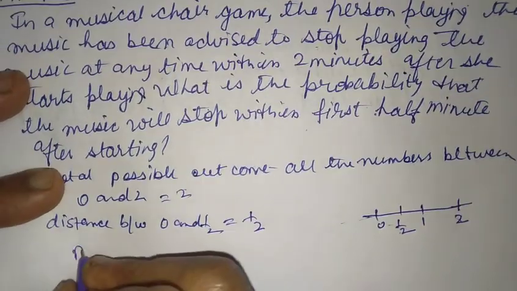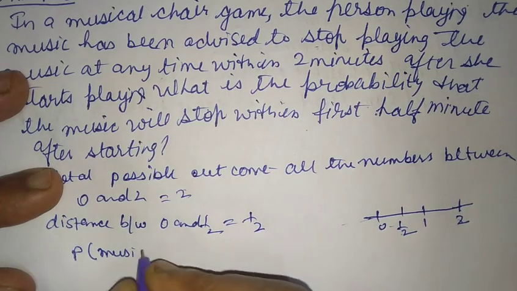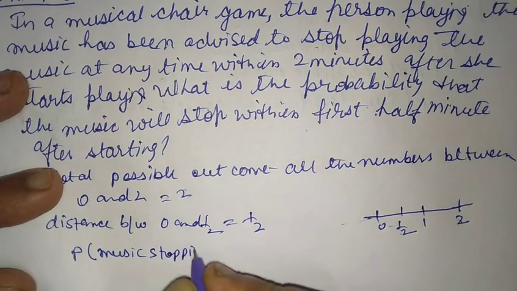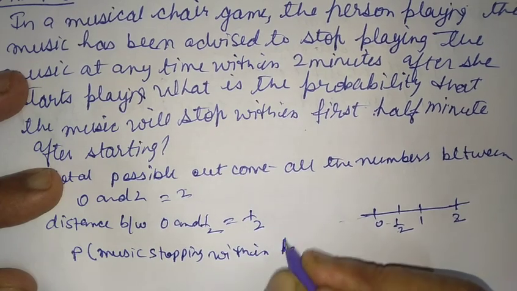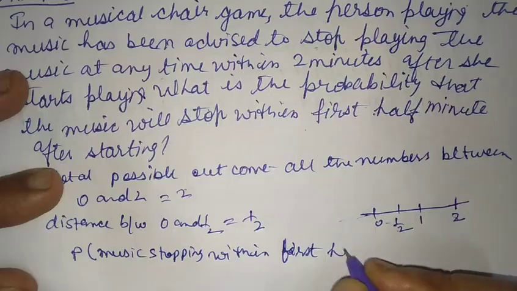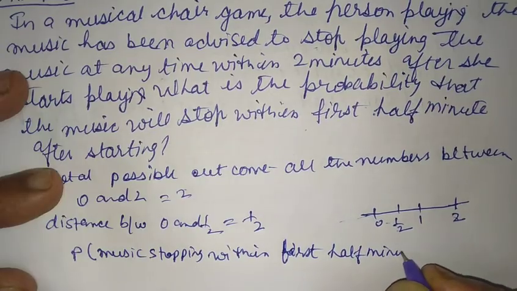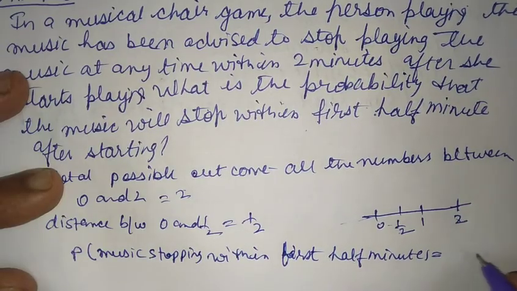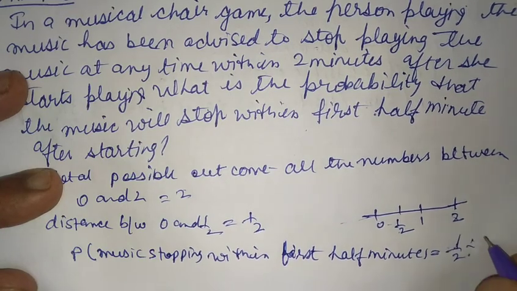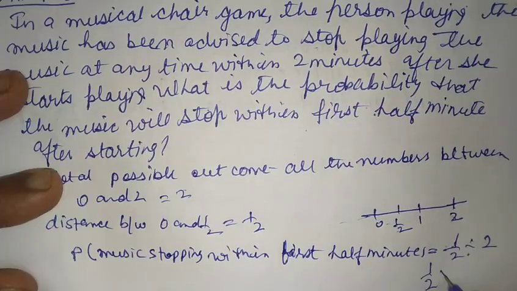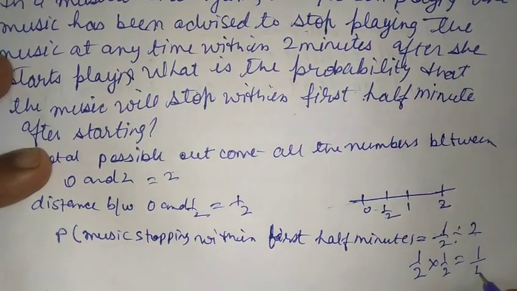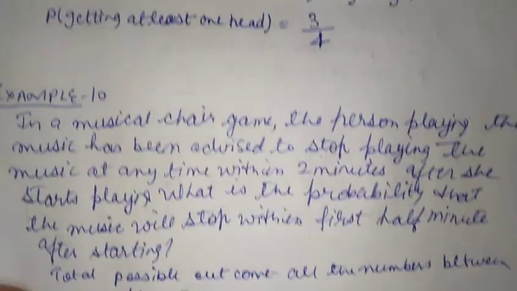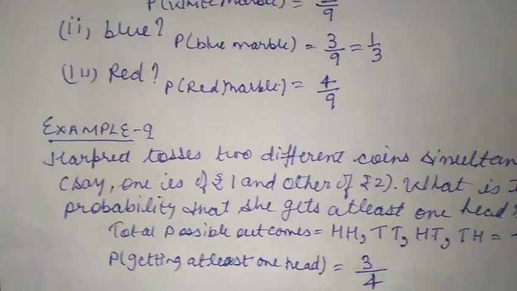So the probability of the music stopping within the first half minute is equal to the favorable outcome, that is half, divided by the total possible outcome, that is 2. 1 by 2 multiplied by 1 by 2, taking the reciprocal, it will be 1 by 4. This was Example 10. Let us go to our Example 11.